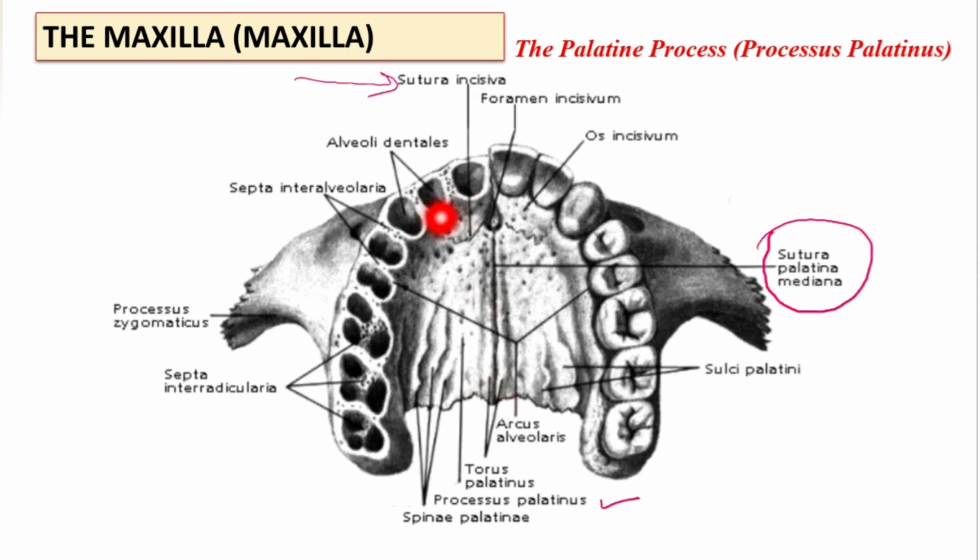There is a very small bone here, anteriorly. It's called the incisivum, os incisivum. And there's a foramen called foramen incisivum here. In between there is a suture, sutura incisiva. A suture between the what? Between the palatine processes of the maxilla and the os incisivum. You can also see the zygomatic process, processus zygomaticus.